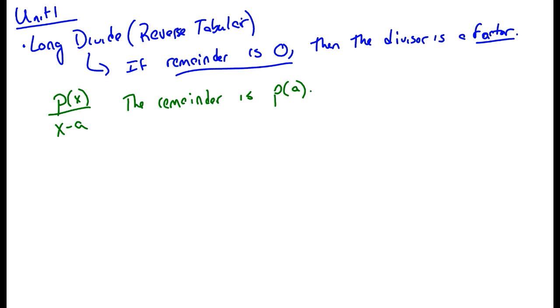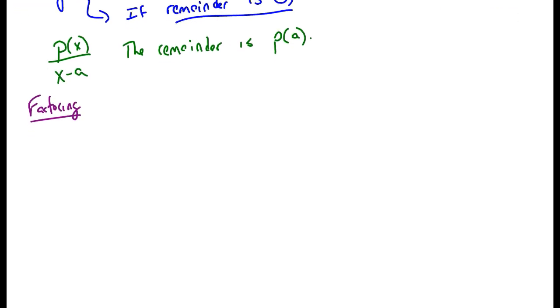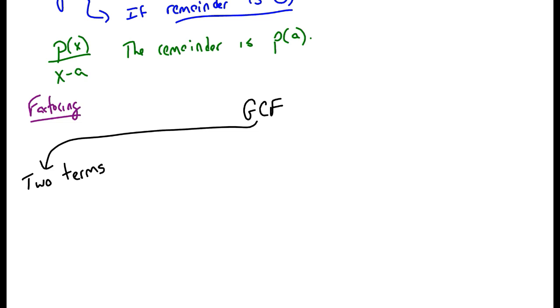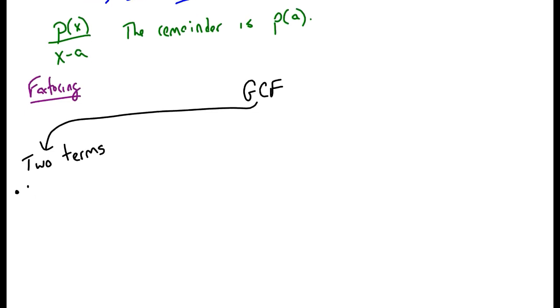Speaking of factors, we need to know all of our factoring techniques. Well, the first thing we always need to look for when we factor is a GCF. A GCF is our starting point. From there, if I can take out a GCF, I'm just making my life easier. Over here, I have two terms. I have a binomial if I'm trying to factor something with two terms. It's one of two options.